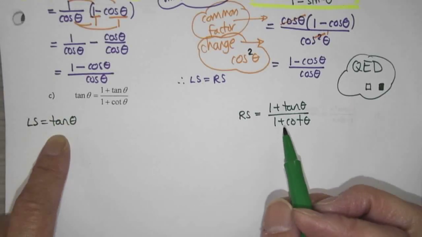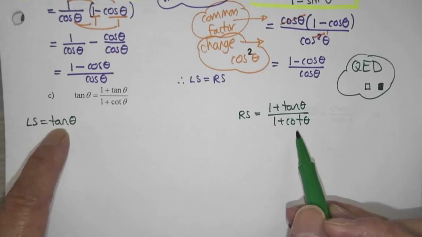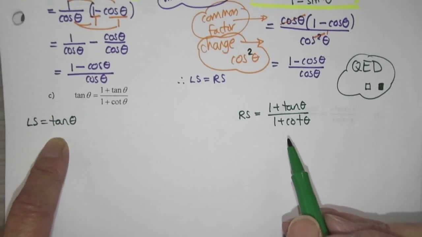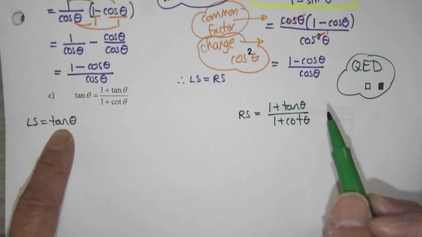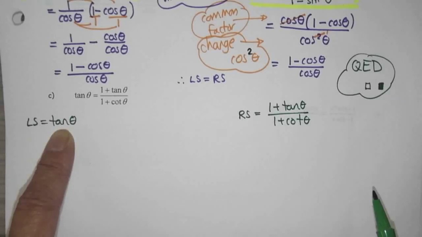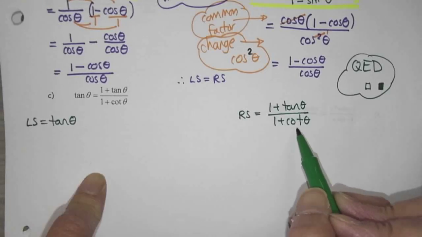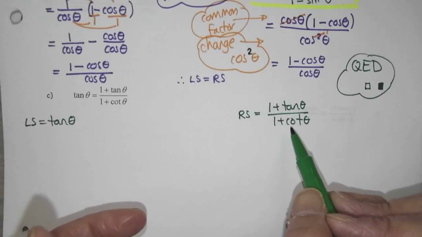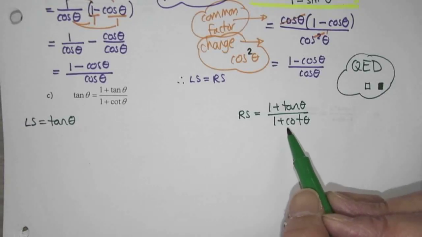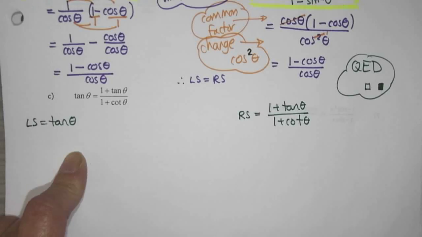So when I was writing it, I'm like, okay, I've got tans and cotangents. I can switch everything to sine over cos, right? I can do sine over cos, sine over cos, sine over cos. Or I can switch cotangent to 1 over tan and do it that way. So you actually have 2 different ways to do it.